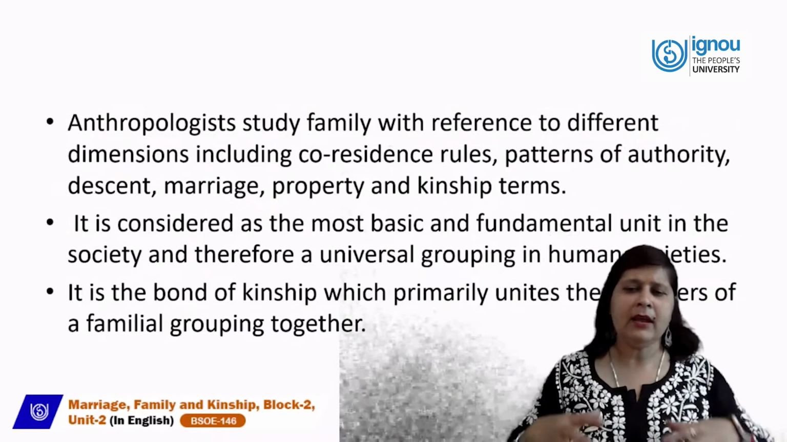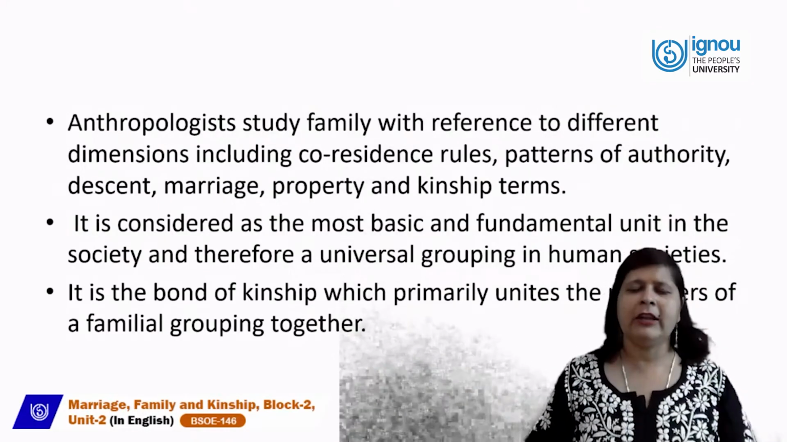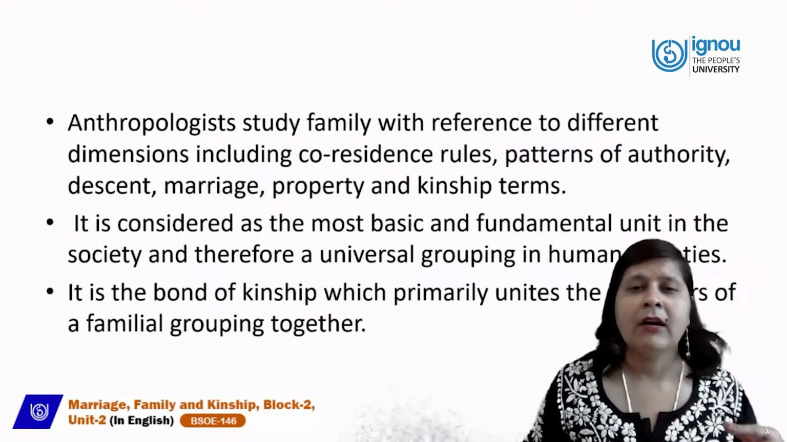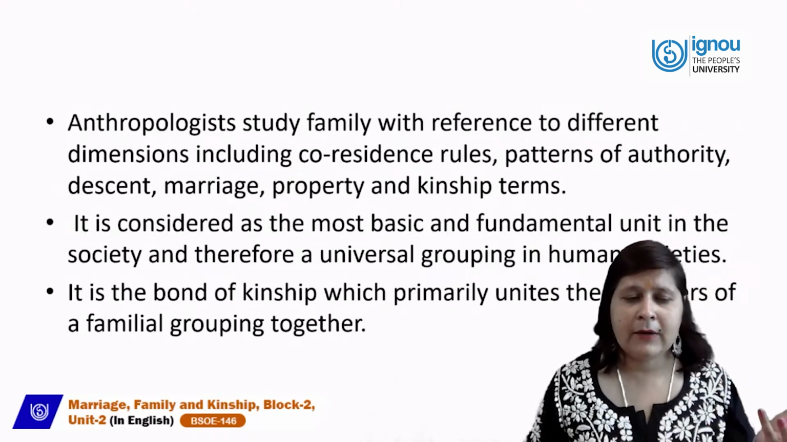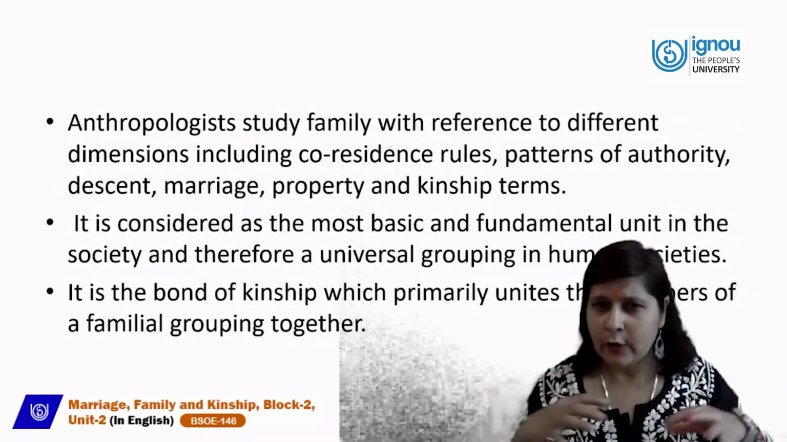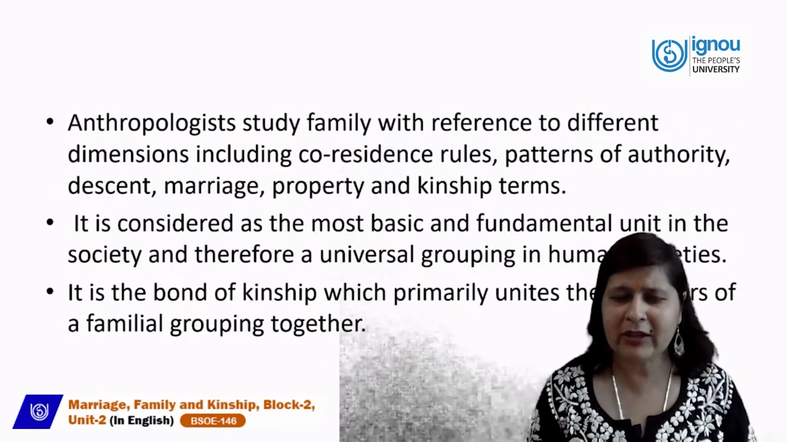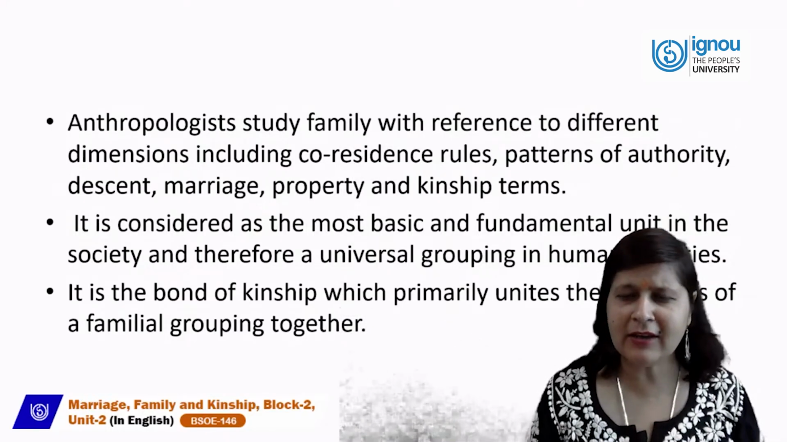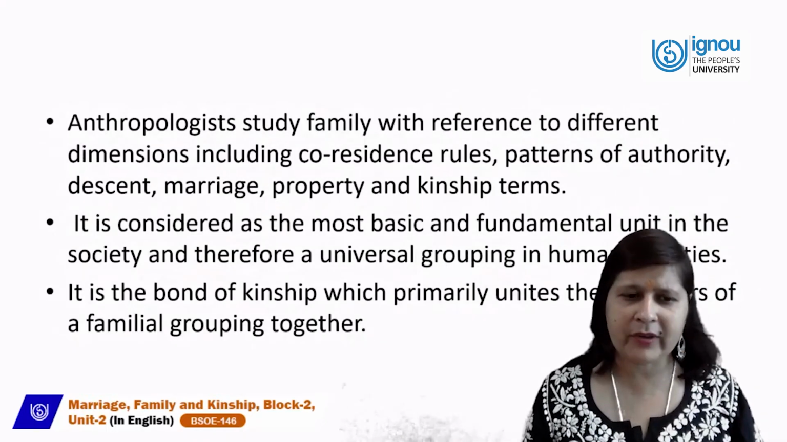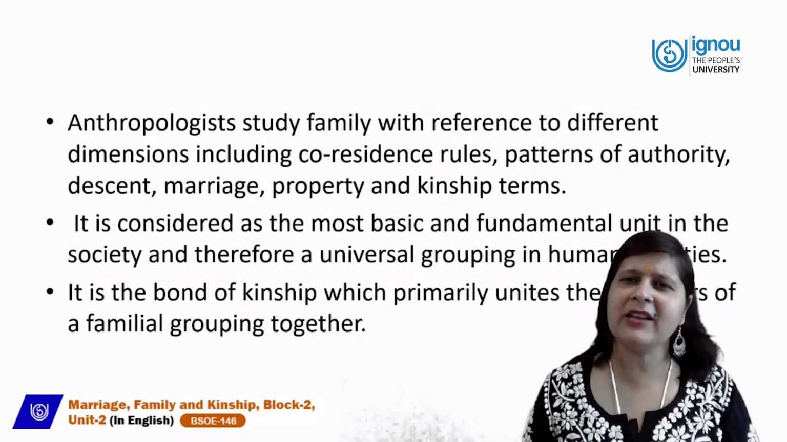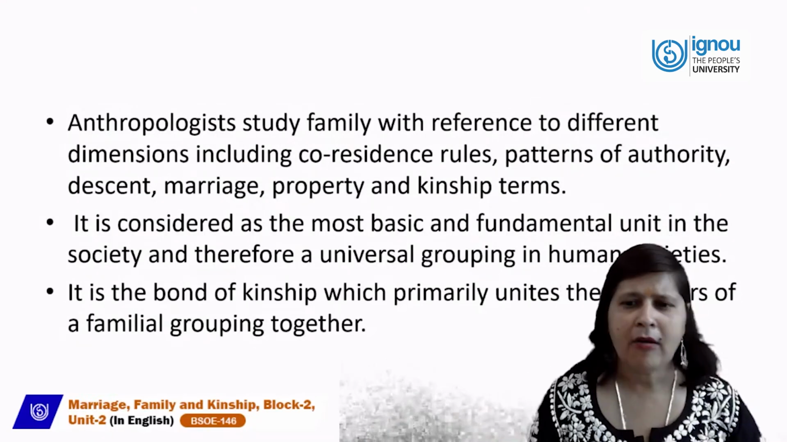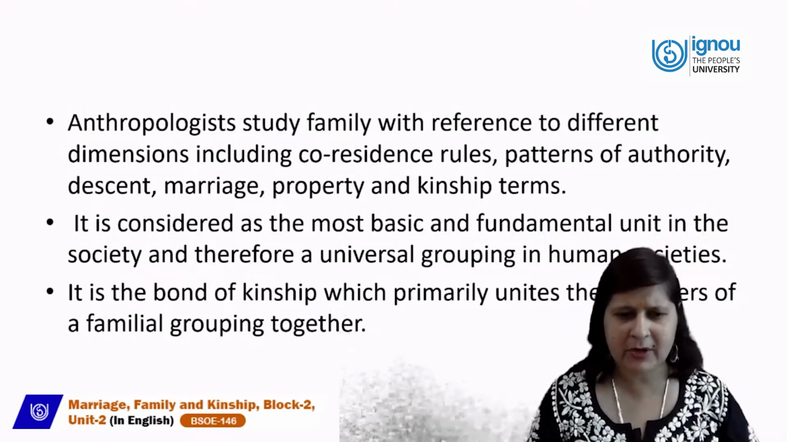Anthropologists studied family in different dimensions. They studied family in terms of kinship. The dimensions include the co-residence rule, whether the members of a family reside together, and the pattern of authority. What is the pattern of authority? Descent group. Then on the basis of marriage, property and kinship terms, anthropologists study family with reference to the various dimensions.